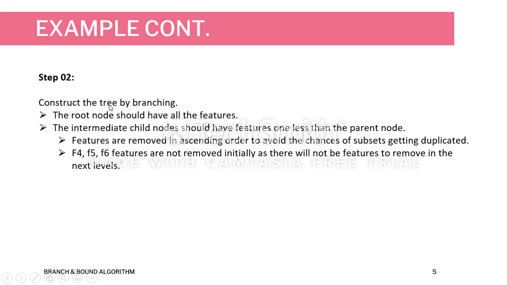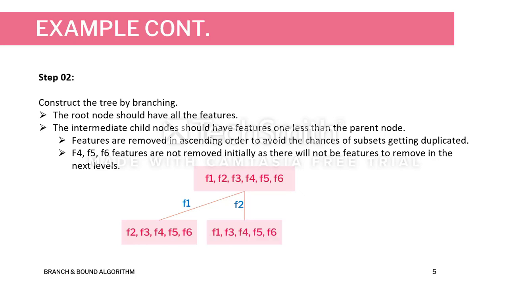Then we start constructing the tree by branching. The root node has to have all the features. So this is my root node. I have added all the features F1, F2, F3, F4, F5 and F6. Then the intermediate child nodes have to be created by removing one feature from the parent node. Here I'm removing F1 and creating this node. Then I remove F2 and create this, and then I remove F3 and create this node.